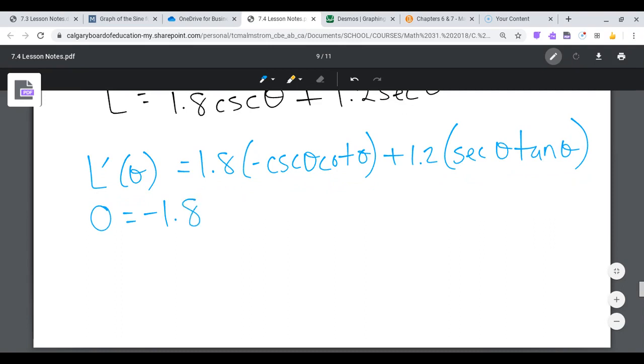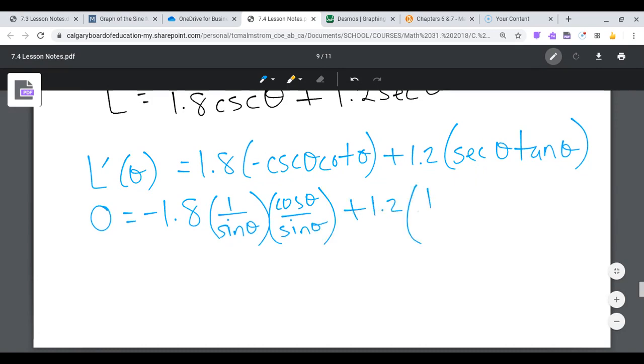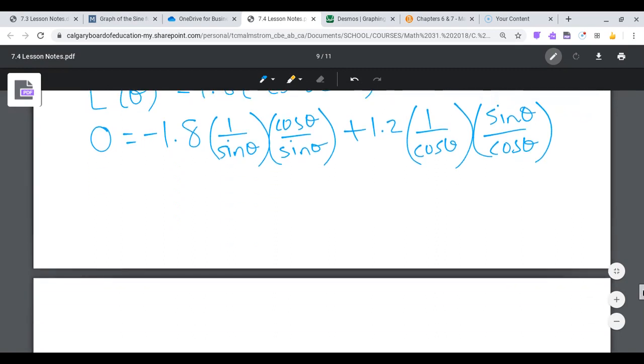So I have negative 1.8, and cosecant is 1 on sine, and cotangent is cos on sine, plus 1.2, secant is 1 on cos, and tan is sine on cos. All right, we're going to just have to work with this for a little bit before we can even evaluate.